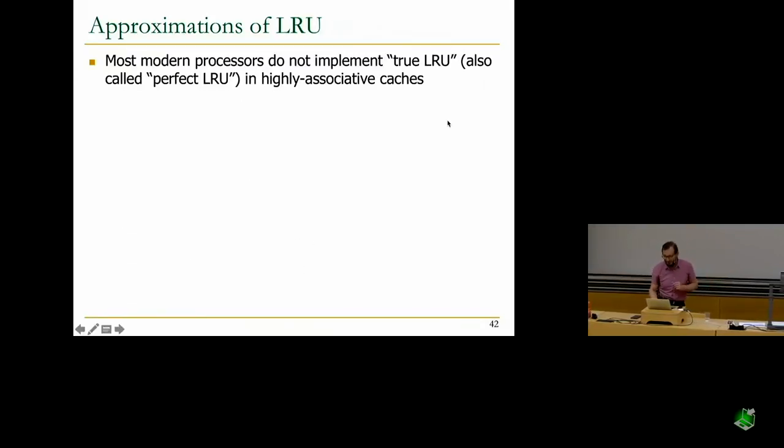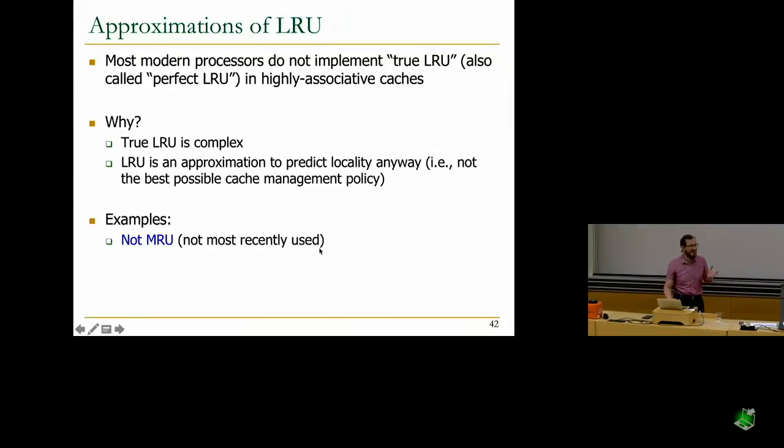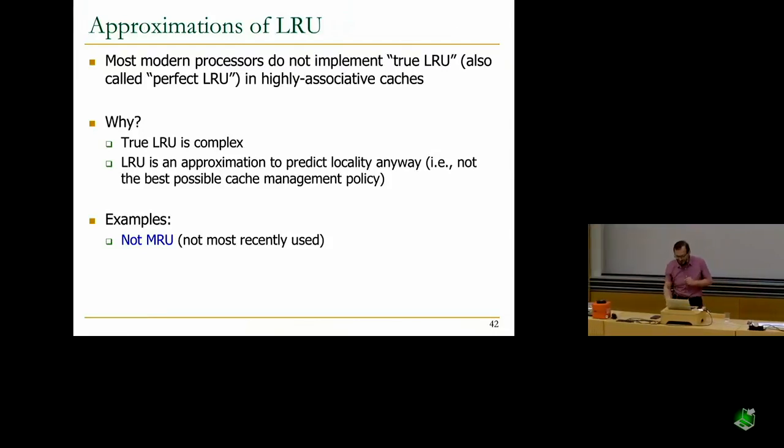So what they usually do is, as we've said over here, there are two reasons, actually. One is true LRU is very complex. And the second is LRU is an approximation to predict locality anyway. It's not necessarily the best possible cache management policy. So they use things like not MRU, which is a lot simpler to implement. Basically, you need to keep track of the most recently used block and nothing else. And that's relatively easy to do.